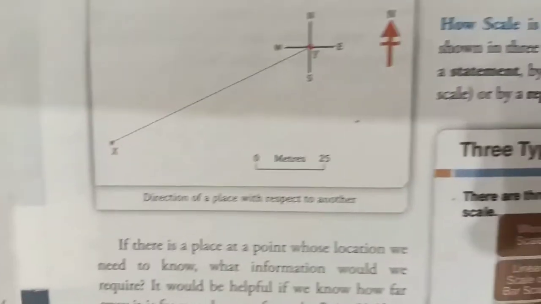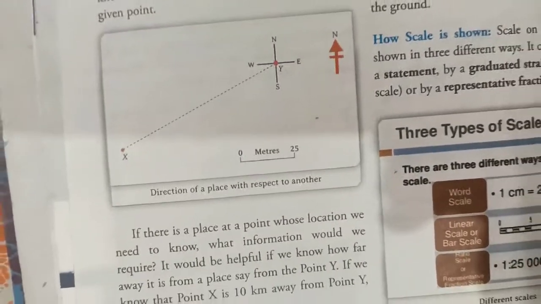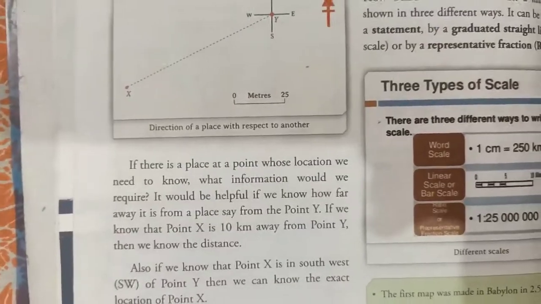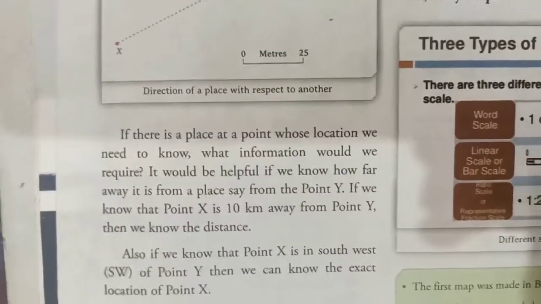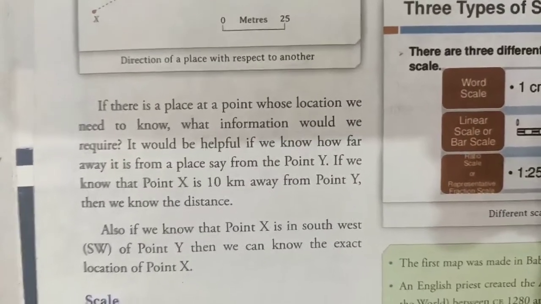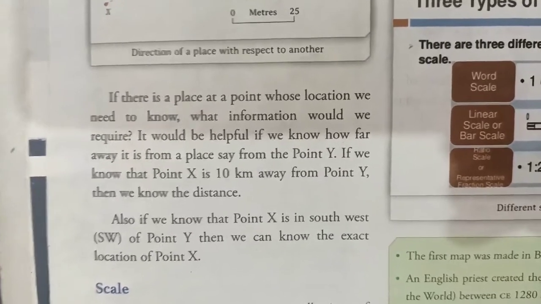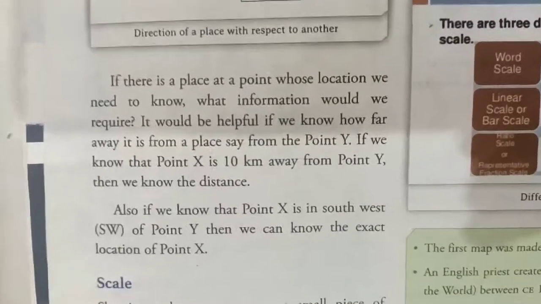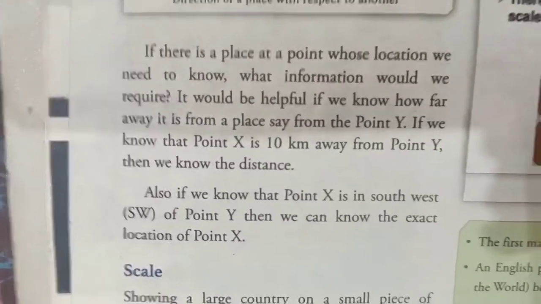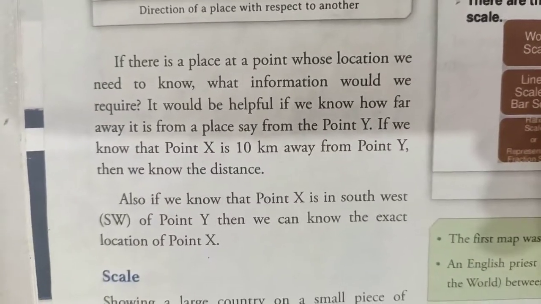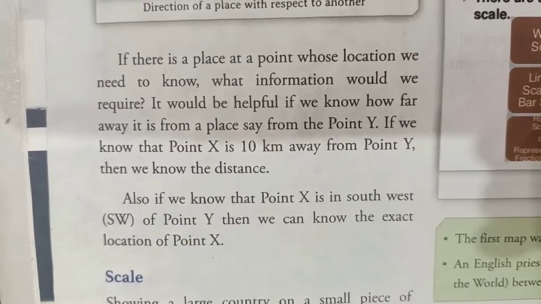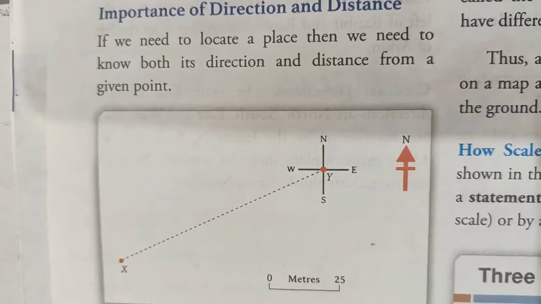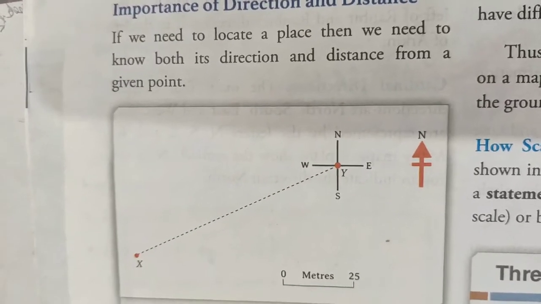Okay, now here an example is there. You can see the diagram over here. Now if there is a place at any point whose location we want to know, what information do we require? It would be helpful if we know how far away it is from a place, say from the point Y, and if we know the point X is 10 kilometer away from point Y, then we know the distance. It means that you can see the picture over here, Y is also shown and X.